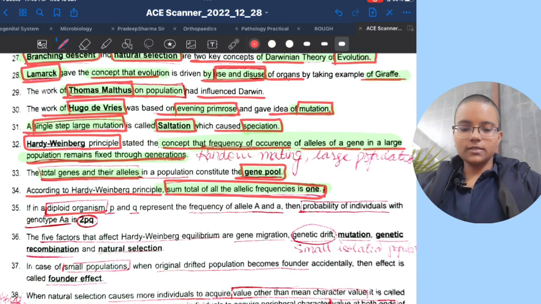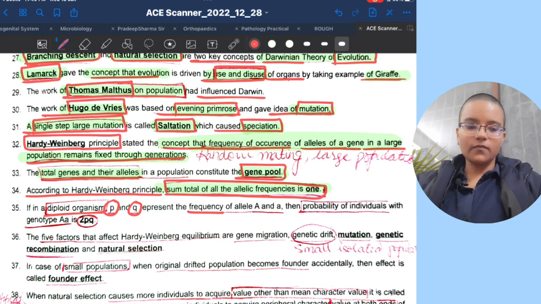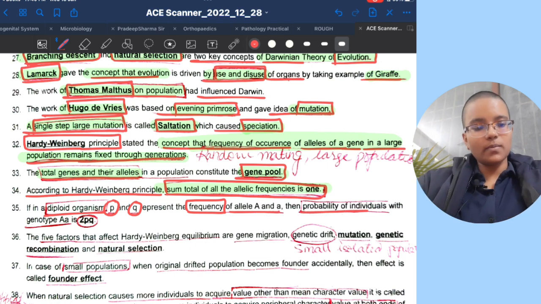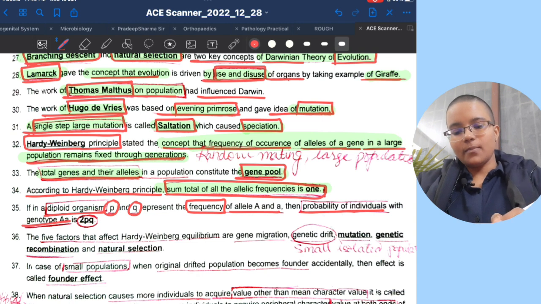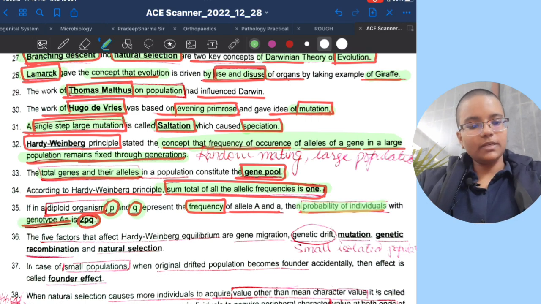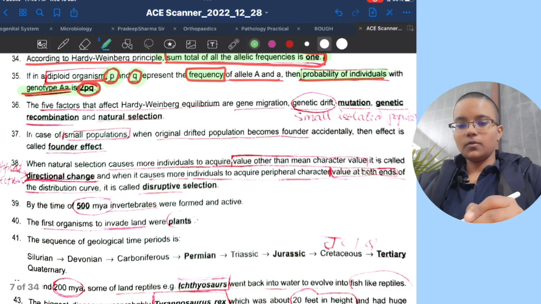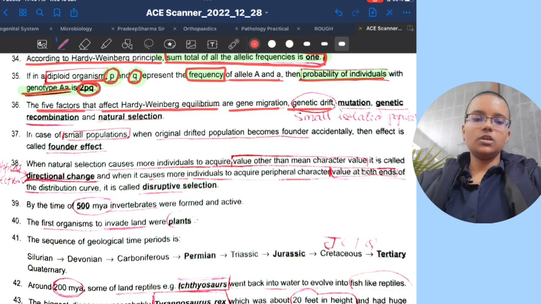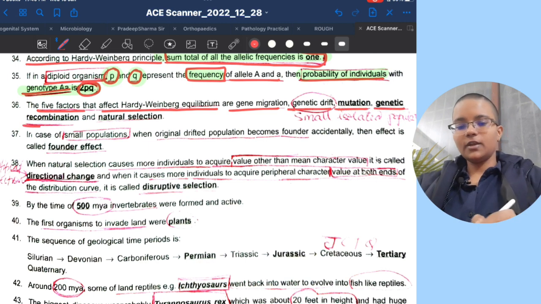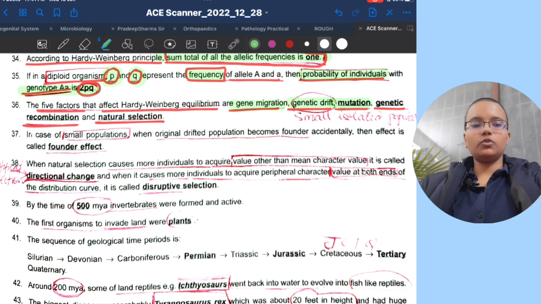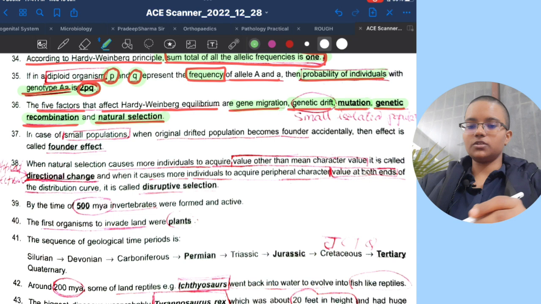In a diploid organism, p and q represent the frequency of allele A and allele a, and the probability of individuals with genotype Aa is 2pq. The five factors that affect Hardy-Weinberg equilibrium are gene migration, genetic drift, mutation, genetic recombination and natural selection.